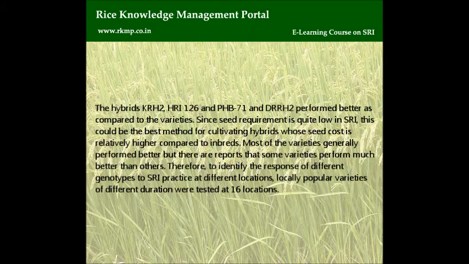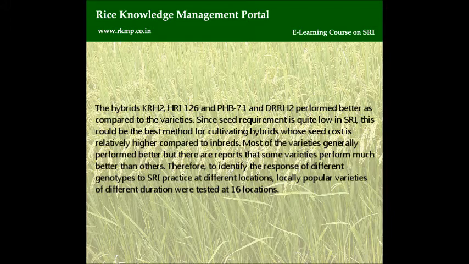The hybrids KRH2, HR1, 1 to 6, PHB 71 and DRRH2 performed better as compared to the varieties. Since seed requirement is quite low in SRI, this could be the best method for cultivating hybrids, whose seed cost is relatively higher compared to inbreds. Most of the varieties generally performed better, but there are reports that some varieties perform much better than others.